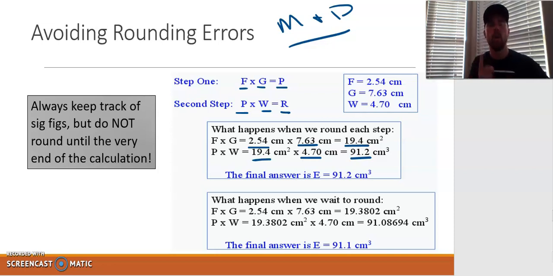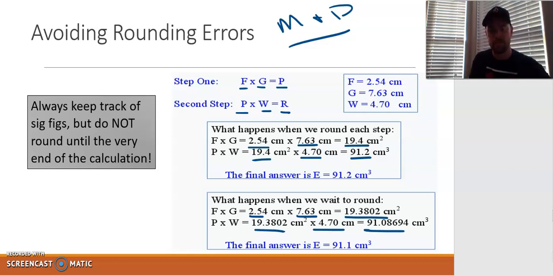But what if we had waited, since step 1 and step 2 are both multiplying, what if we had waited to the very end to do all of our rounding? Well, then that means in this first step, when we multiply, we're going to keep the whole answer, or at least go beyond. You don't have to keep the whole answer, but since I know 3 sig figs is what my answer should have been, go a few extra sig figs out. What if I just kept it to 19.3802? Plug that in, and then multiply it to get my ultimate final answer.